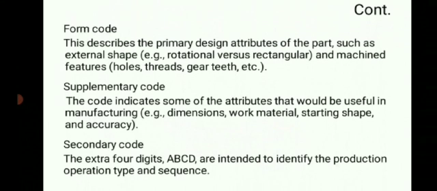Next is the supplementary code. The supplementary code indicates some of the attributes that would be useful in manufacturing, for example dimensions, work material, starting shape and accuracy. The last one is the secondary code, the ABCD. The extra 4 digits ABCD are intended to identify the production operation type and sequence.